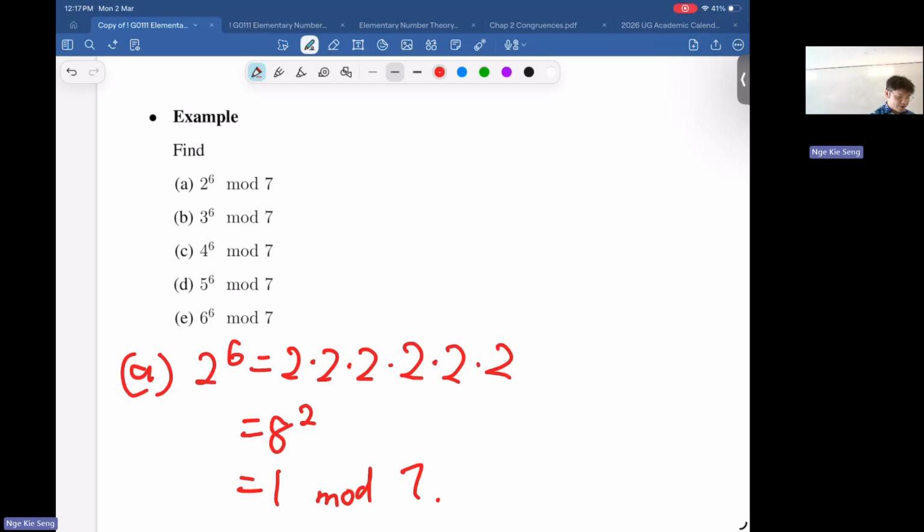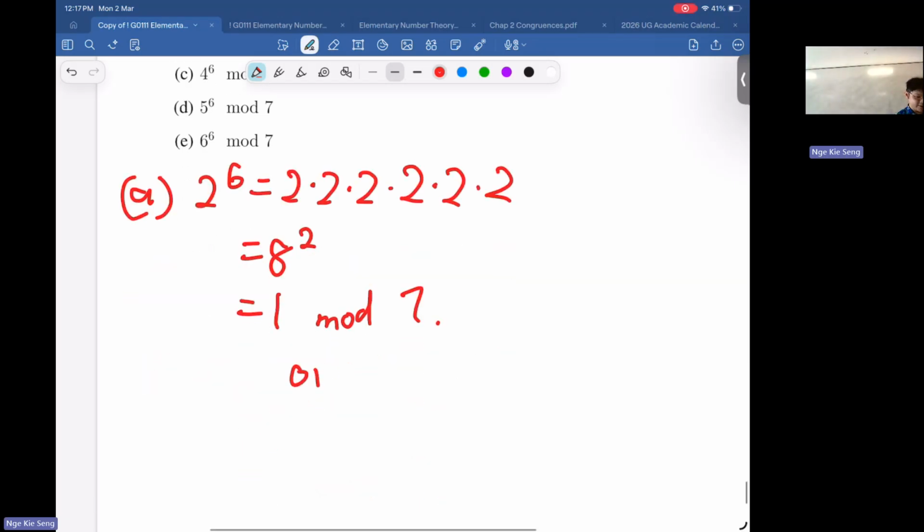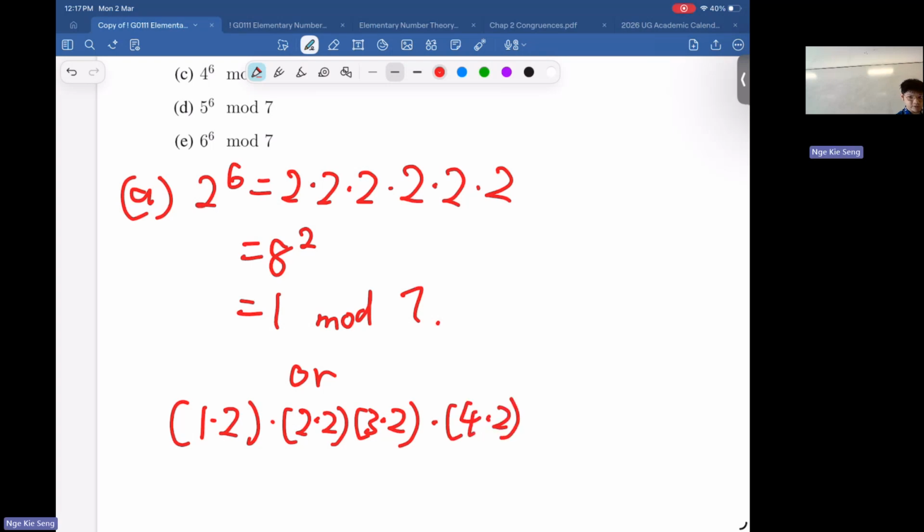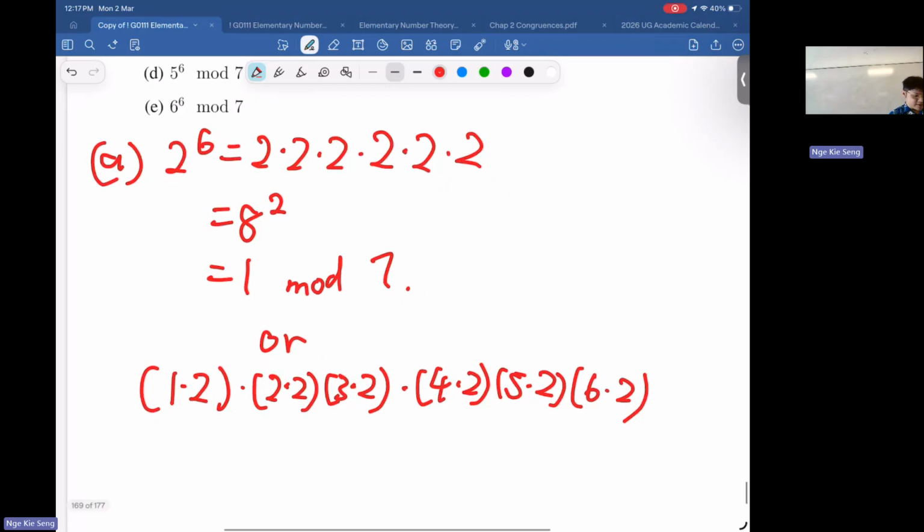Okay, maybe how about try this? 1 times 2, times 2 times 2, times 3 times 2, 4 times 2, 5 times 2, 6 times 2. Okay, what do you get if I do this? Basically, what I'm considering is like 6 factorial times 2.